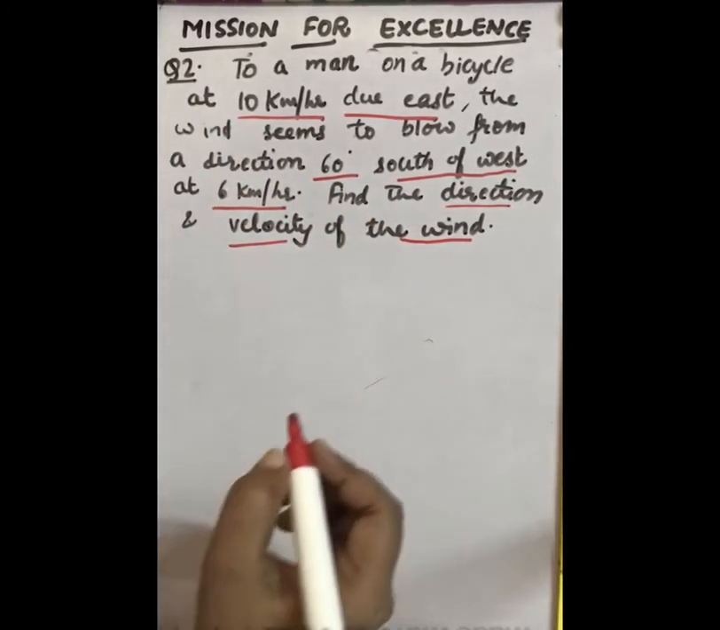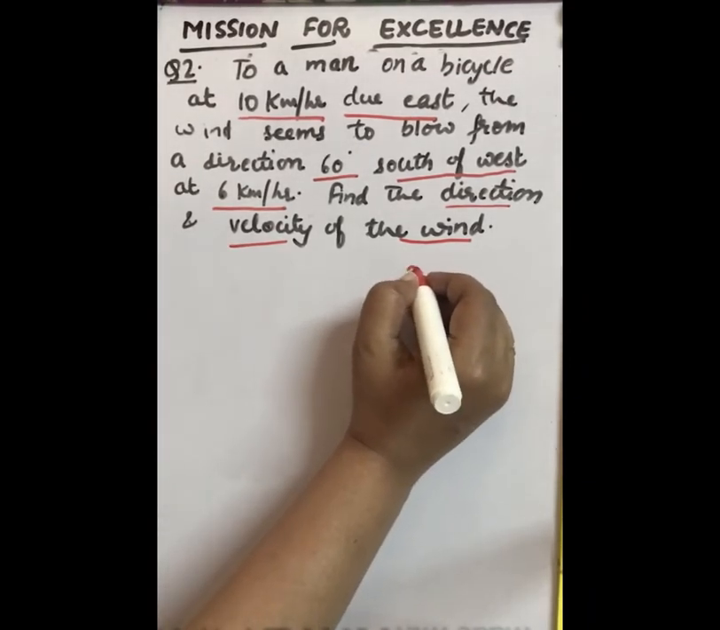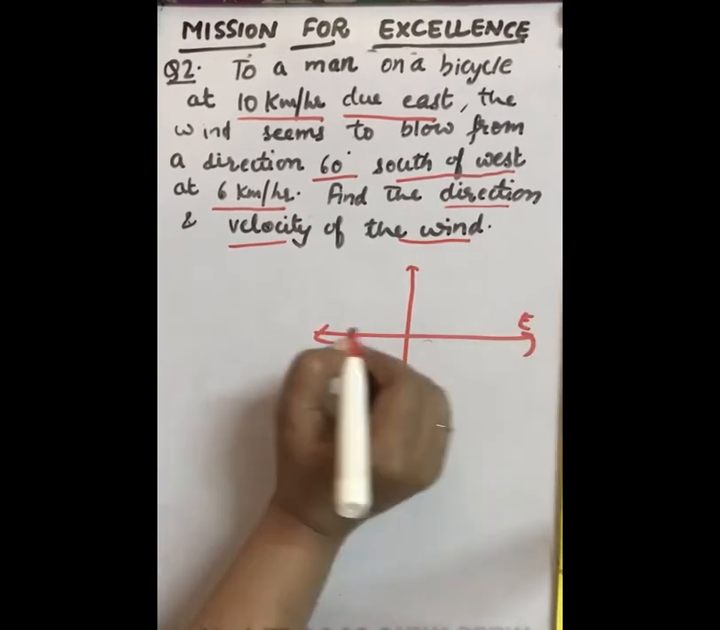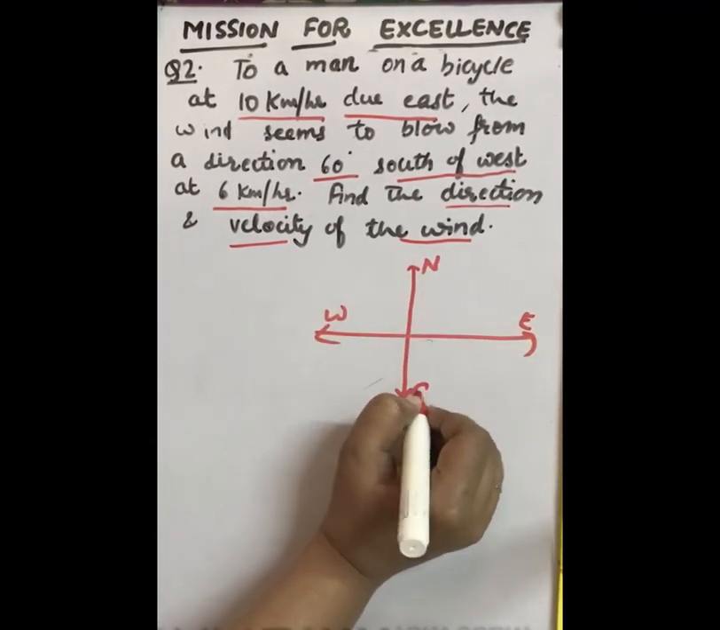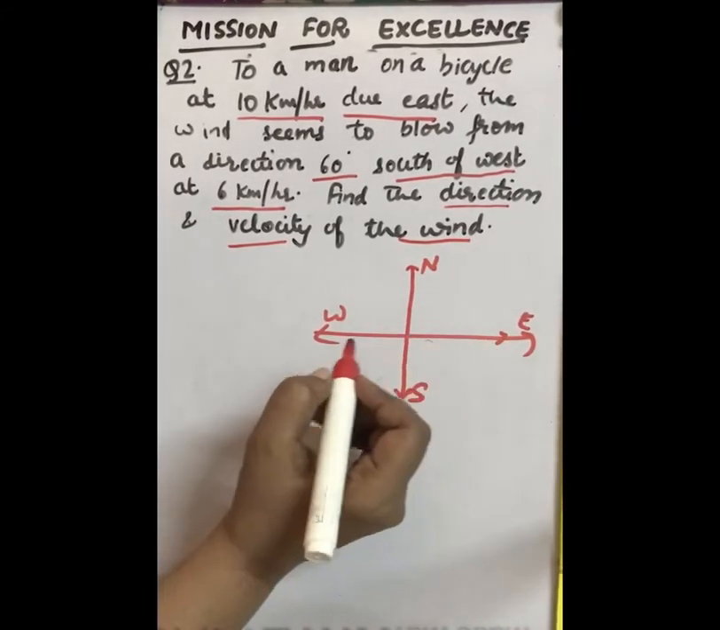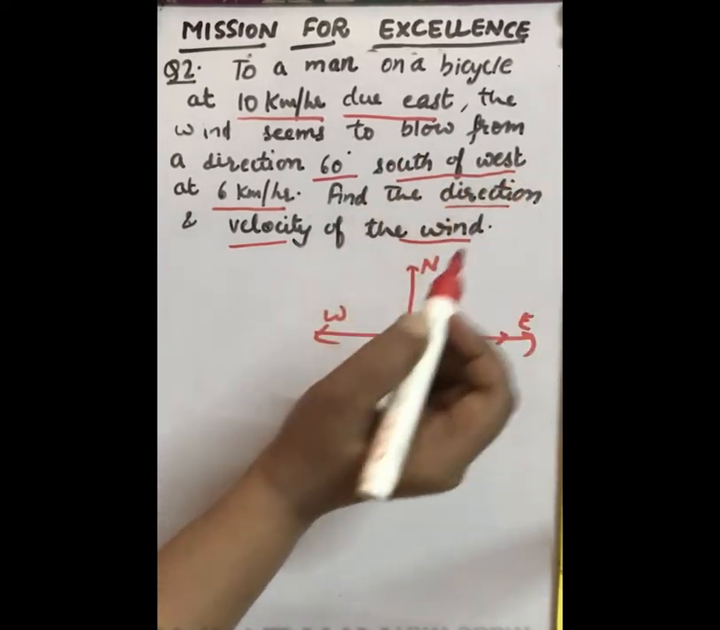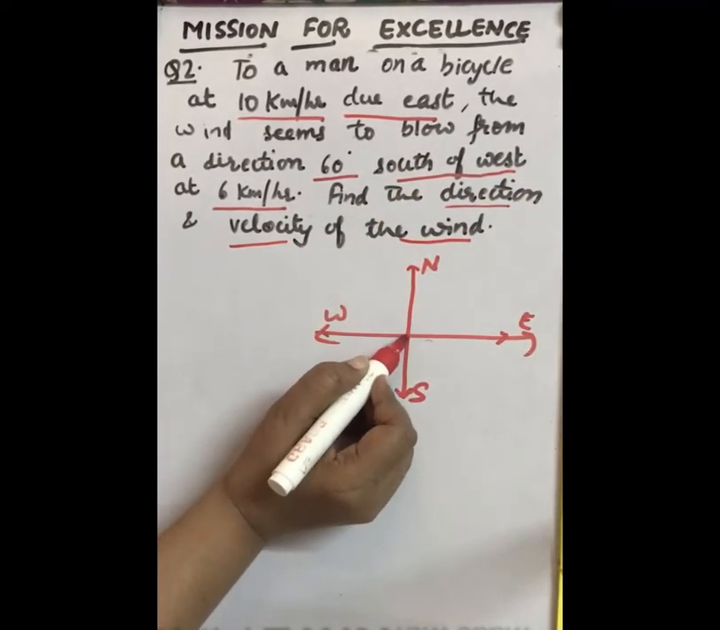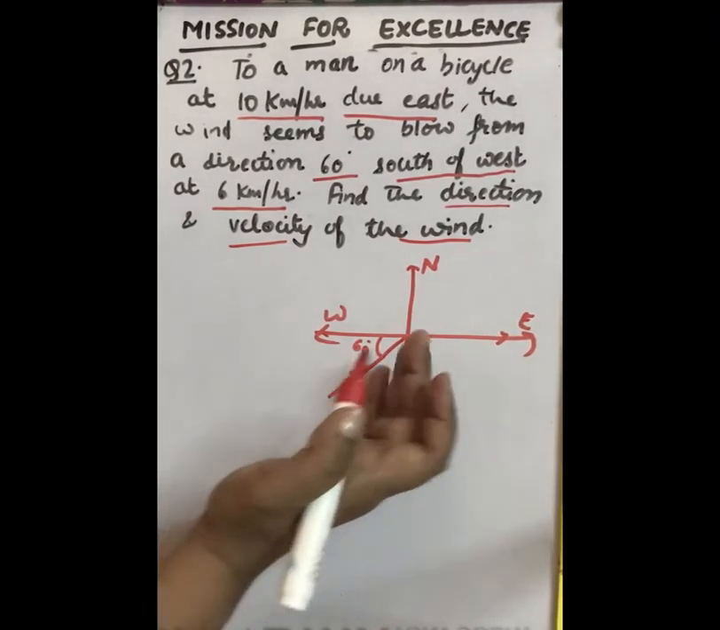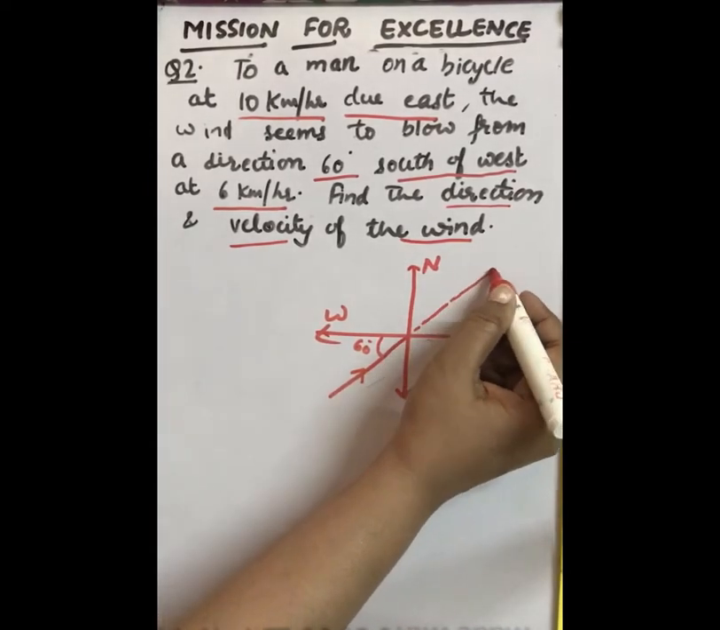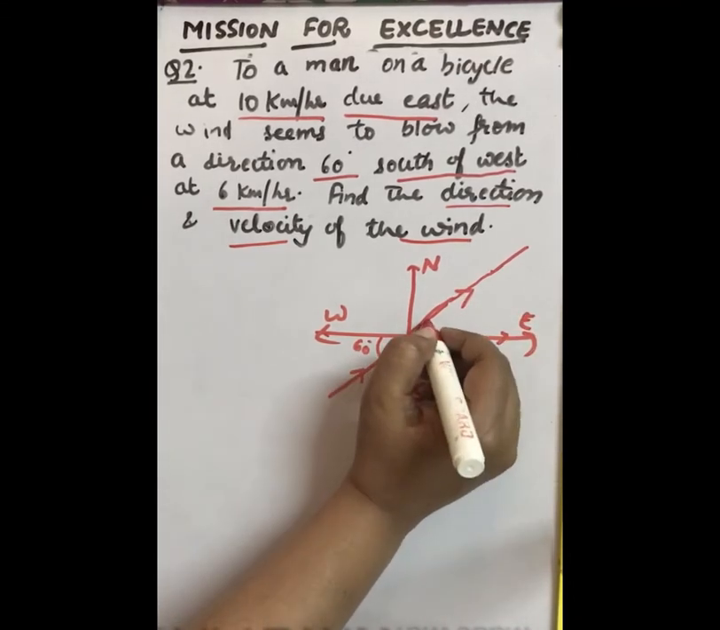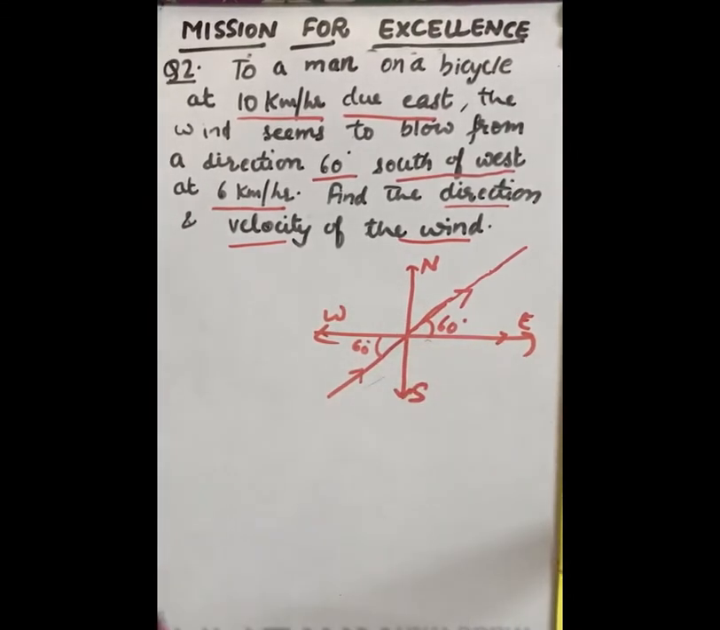So now let us draw the direction. Here we take east, west, north and south. So here the man is coming, and south of west is this one, so this is 60 degree angle. So wind comes from this side and goes there. It seems to come from this side. So when this angle is 60, by vertically opposite angle, this angle is also 60 degree.